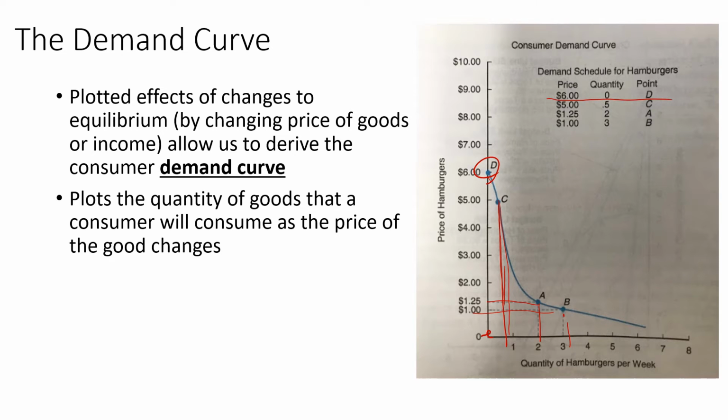So we can take that information from the various equilibriums at various price points of particular goods to create a demand curve. As the price of the good changes, the plots change, or the points change on the plot, and we can see that here. So that's where we get the demand curve from.